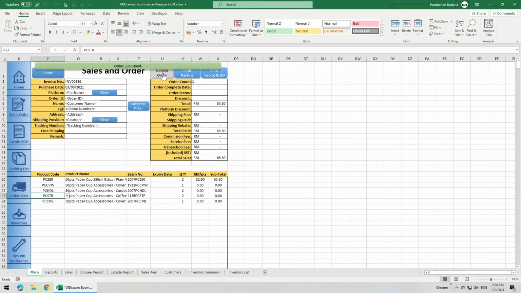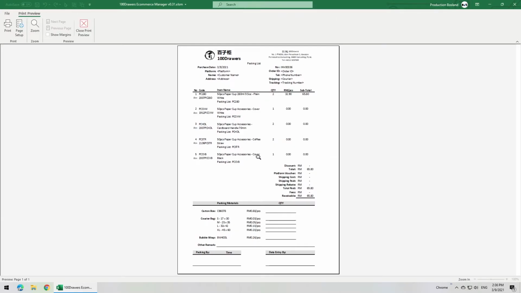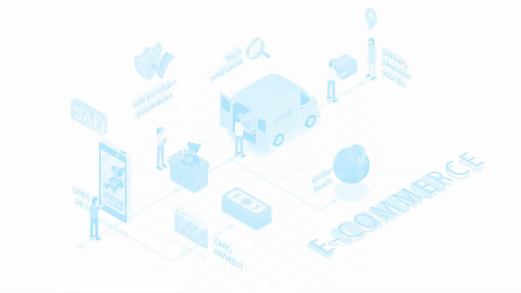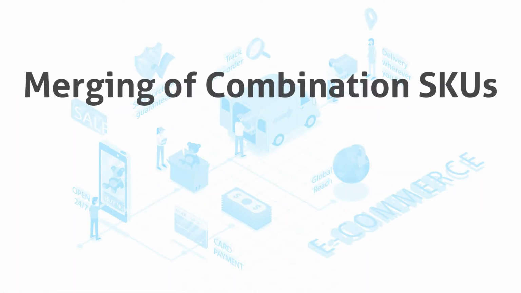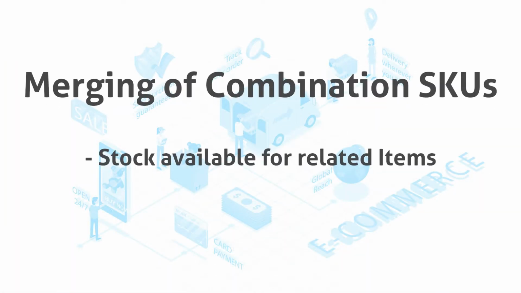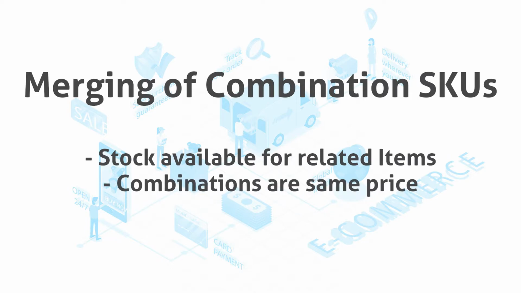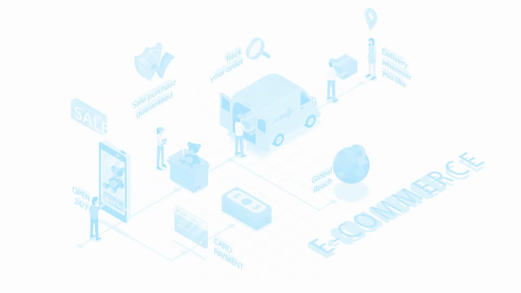When we save the order, the item list will be rearranged. It will combine the same items so that when we print out the packing list, it will be much clearer for the packing staff to pick up the items. Currently, this procedure of combining multiple combination SKUs only works when there is stock availability for all related items and the combination SKUs are all the same combination price.